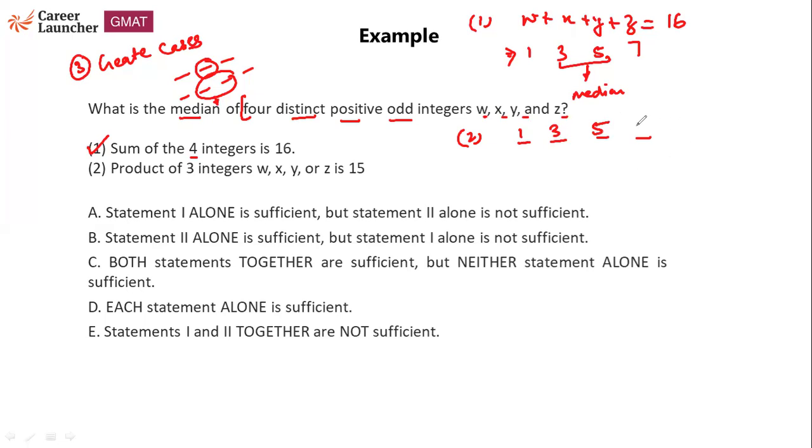Now, what about the fourth integer? Do we know that? What is this fourth integer? We do not know. It could be any particular case. It could be 7, it could be 9, it could be 11, it could be 13, it could be any odd integer which is different from 1, 3, 5. Now, whatever that case may be, the middle two readings will still be 3 and 5, and median can be calculated. That means second statement alone is sufficient. D is the correct answer.